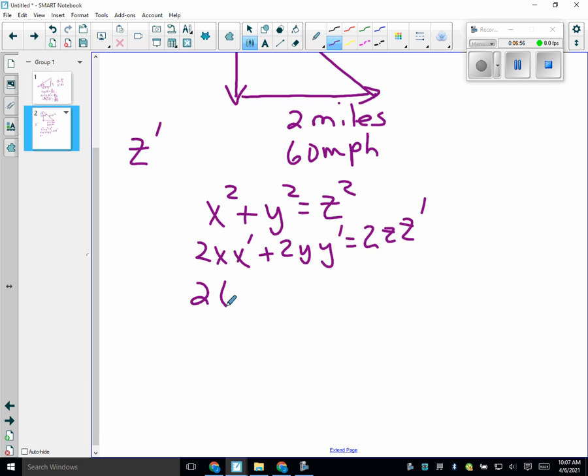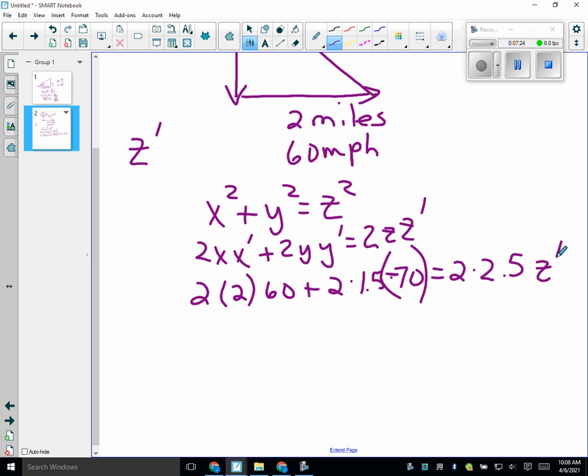2, what is x? 2, 60, plus 2 times 1.5 times 70. Do you have to say negative? Why? This is negative, because it is getting closer, going towards the negative. That's why. Right. And then this is 2 times 2.5 z prime?